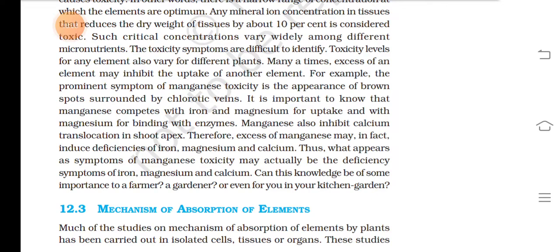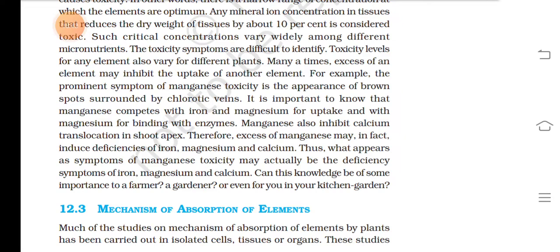The toxicity symptoms are difficult to identify. Toxicity levels for any element also vary for different plants. Many times, excess of an element may inhibit the uptake of another element. For example, the prominent symptom of manganese toxicity is the appearance of brown spots surrounded by chlorotic veins. It is important to know that manganese competes with iron and magnesium for uptake and with magnesium for binding with enzymes. Manganese also inhibits calcium translocation in shoot apex.